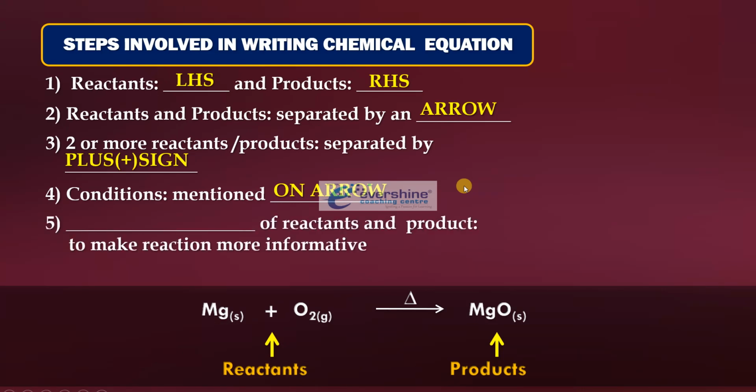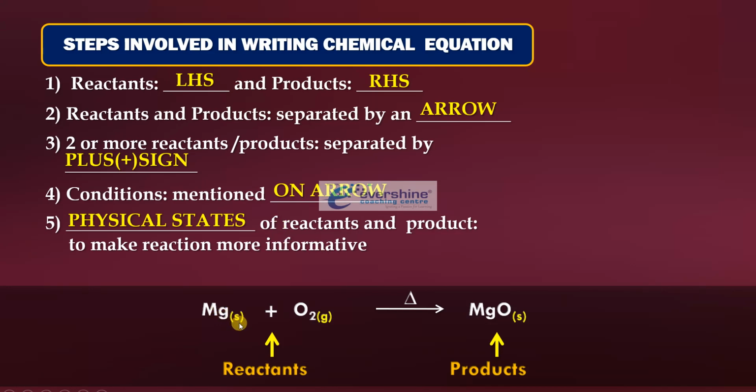Now, the physical states of reactants and products are written to make the reaction more informative. What is that? Physical state. So the physical states of reactants and products, what does it do? It makes the reaction more informative. It gives more information. Can you see here?